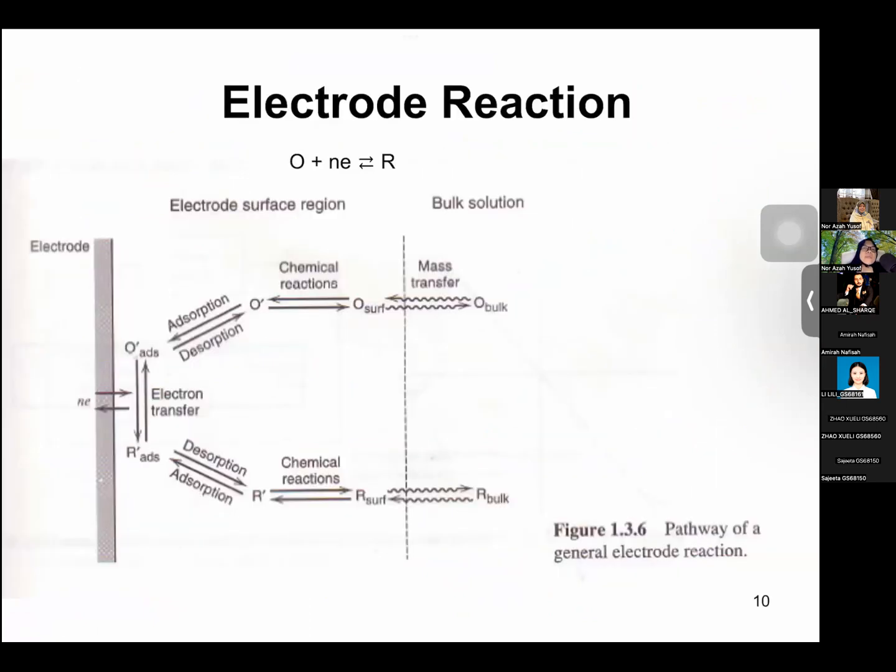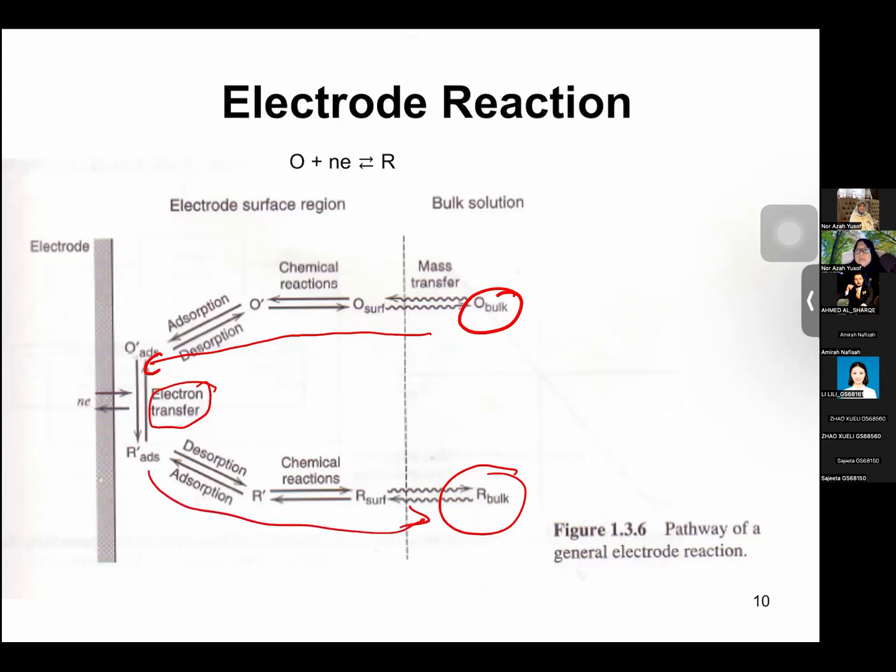So this is what happens at the surface of the electrode. Again, the same things happen. You have the species being oxidized and the one being reduced. They have to move towards the surface of the electrode. There is electron transfer happening on the surface of the electrode. And then, of course, one will be reduced and one will be oxidized. So here you have the supporting electrolyte.